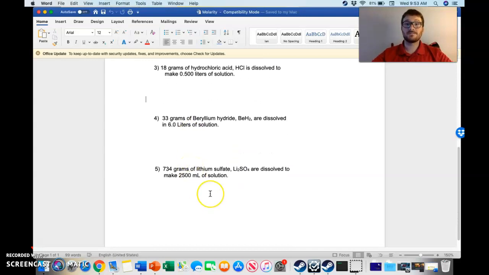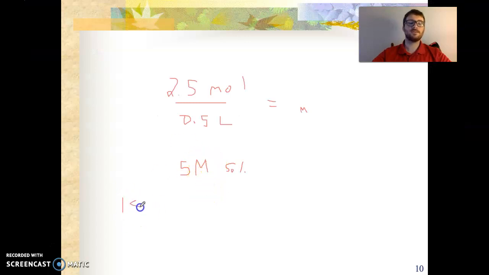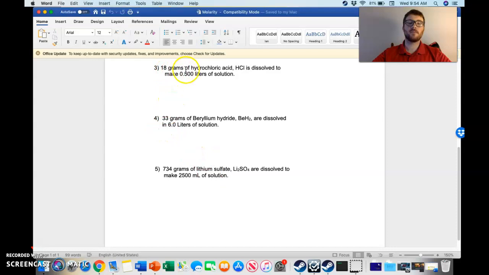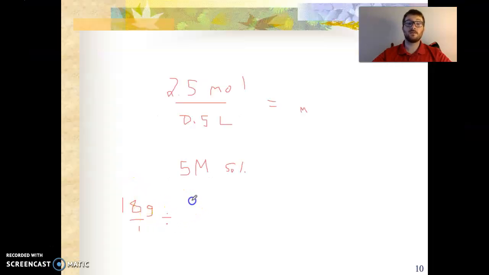We have grams instead of moles. So we have 18 grams of solution. We need to get grams into moles. Grams to moles you actually divide. We need to figure out the molar mass of hydrochloric acid. Hydrochloric acid is HCl. If we take a look at the periodic table, we learn that hydrogen's molar mass is 1, chlorine's is about 35. You add those two together, and you get 36 grams per 1 mole.